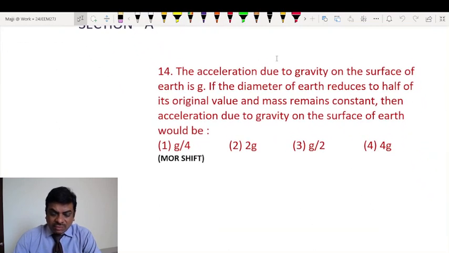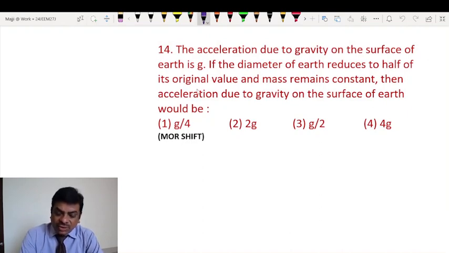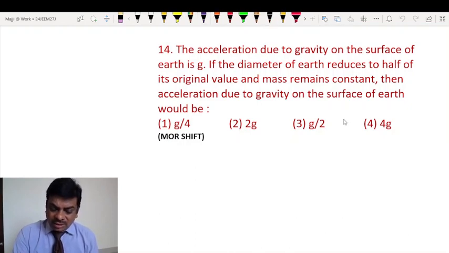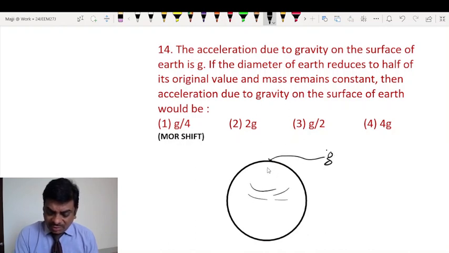So coming to question number 14, you can see the acceleration due to gravity on the surface of Earth is g. If the diameter of Earth is reduced to half of its original value, the mass remains constant, then acceleration due to gravity? This is a very simple question, students. There is nothing new in this. As you know, on the surface, the acceleration due to gravity due to any spherical body for that matter is GM by r square.